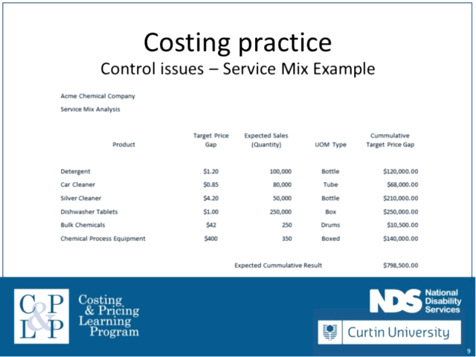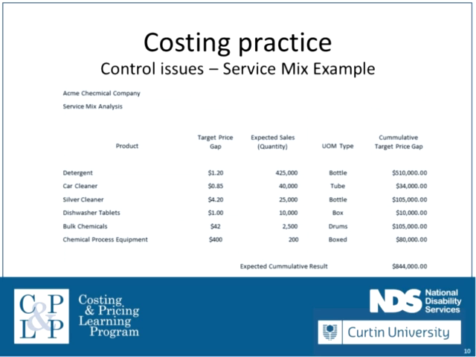Let's have a look at a third example of that, and we're just simply making up these figures to show people how the target price gap works at the cumulative service mix level. Again, we've modified the expected sales. We haven't modified the target price gap because this is a short-term view, and you can see that modifying those quantities of sales makes a difference again in terms of that expected cumulative result.